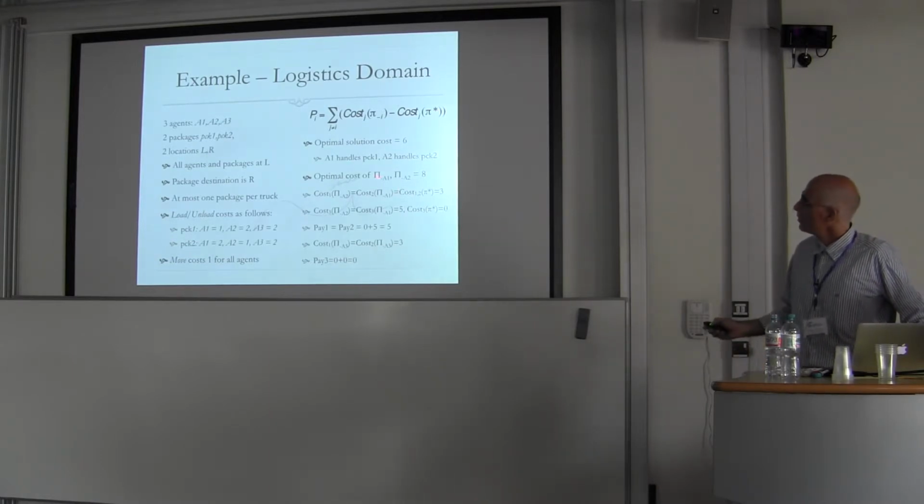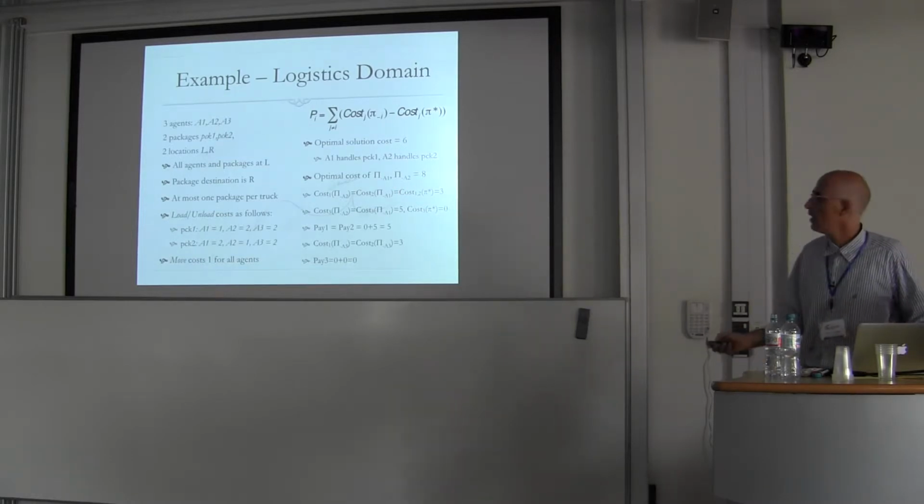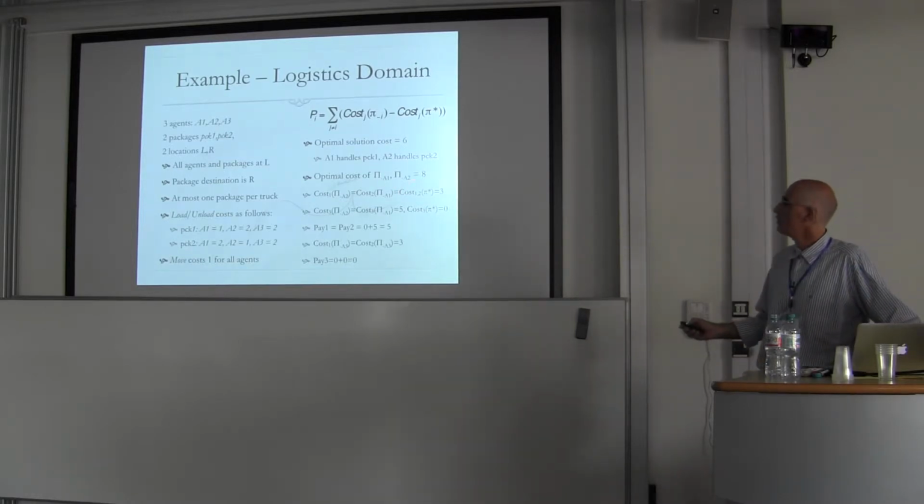Okay, now what happens when we look at the marginal problem? This is the problem without agent A1. The optimal solution to each of the marginal problems, without A1 and without A2, is costlier, because if A1 is not part of the solution, then we'll have to use agent 3, who will pay a cost of 2 to load and a cost of 2 to unload. So we'll have an extra 2 here for the cost.